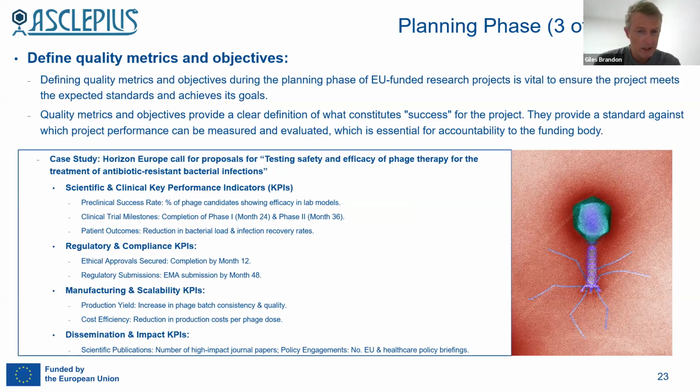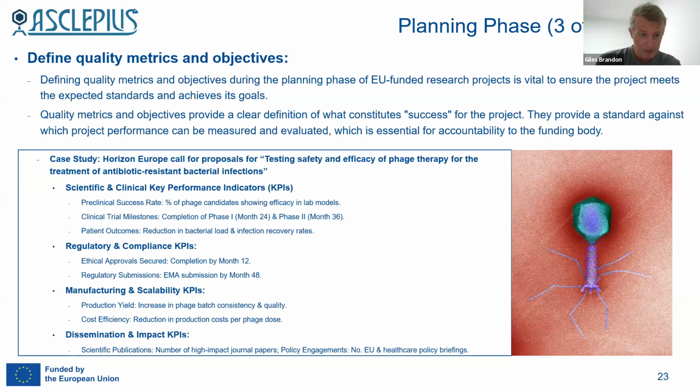Thinking again of our case study, quality metrics, usually you hear people talk about key performance indicators, KPIs. So what might they be for our Horizon Europe call? Well, there's different groupings we could probably identify. Firstly, scientific and clinical KPIs. So we might be trying to define a preclinical success rate, the percentage of phage candidates showing efficacy in lab models. We would probably be trying to define a KPI for the clinical trial milestone. So completion of phase 1 by month 24, phase 2 by month 36.